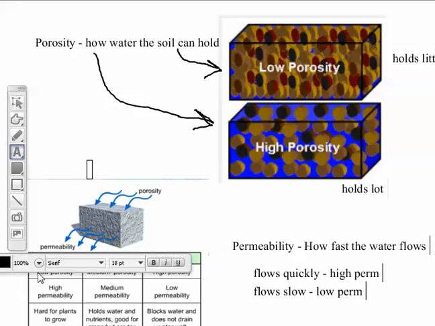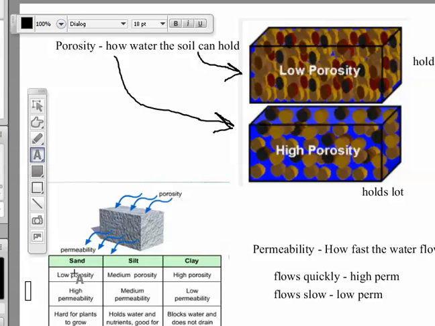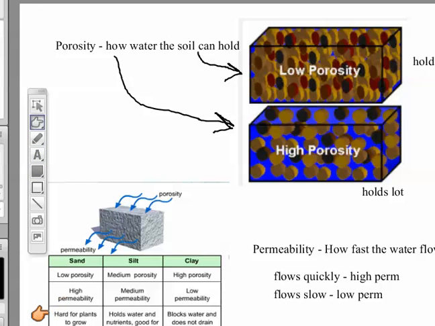So examples of your different types of soils and what kind of porosity or permeability they have is something like sand. Sand does not hold a lot of water, so it has low porosity. Whereas the water flows through the sand quickly, so it has high permeability. Clay is just the opposite. It holds a lot of water, so therefore it has high porosity, and that water does not flow through it quickly, so it has low permeability.